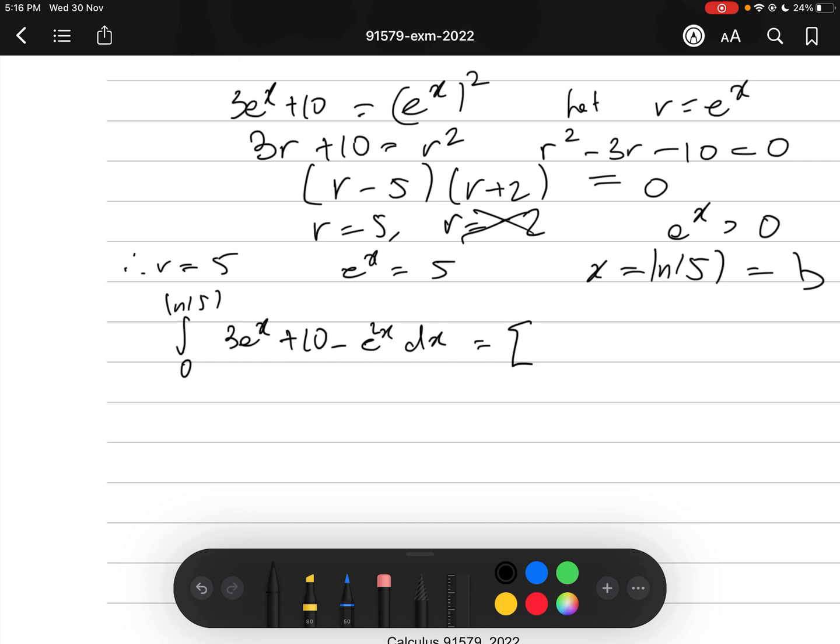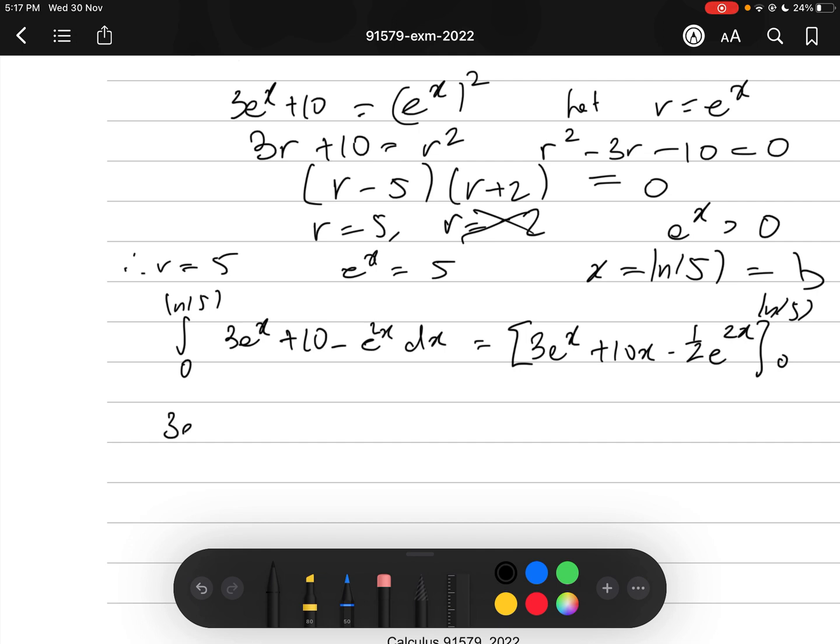So e to the power of x, the integral is just e to the power of x. And the integral of e to the power of 2x is just the derivative of 2x, which is 2. I'm going to divide by 2. So it's going to be negative 1/2 e to the power of 2x. So we're going to have 3e to the power of x plus 10x minus 1/2 of e to the power of 2x, ln of 5, 0. And we're going to plug in ln of 5 and 0 into the equation.